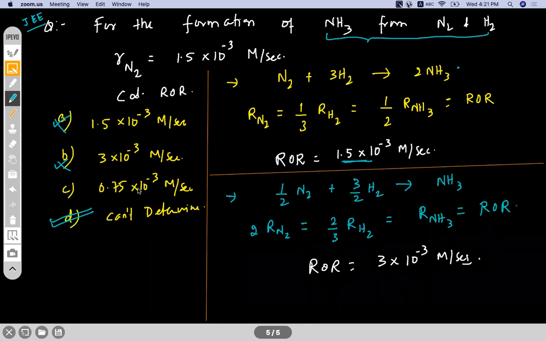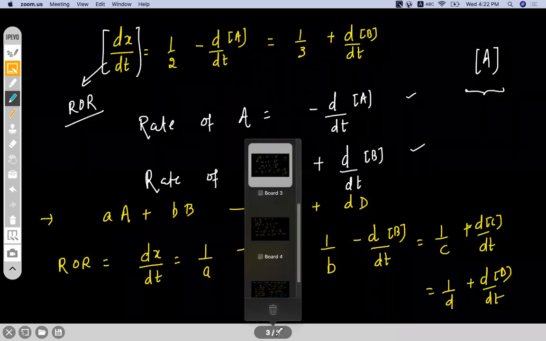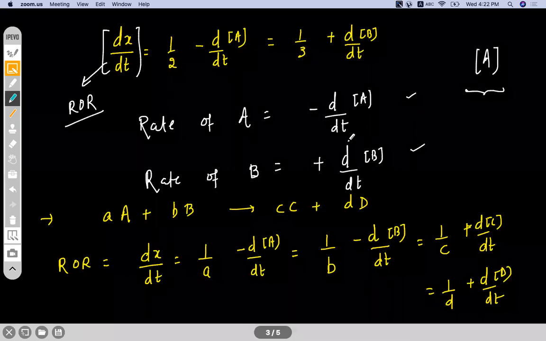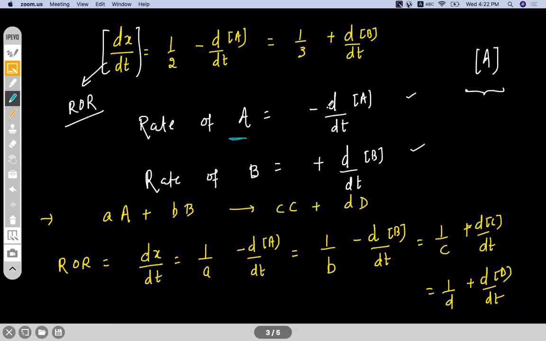So for this question, the answer is what? The answer is cannot be determined. Like last class also I said that the reaction, let me just go back. Here you see what I have written. You must be wondering why I'm writing this thing again and again, because I have done this last class also. I have written the rate of A is simply minus dA by dt. Do we have any stoichiometric coefficient here?